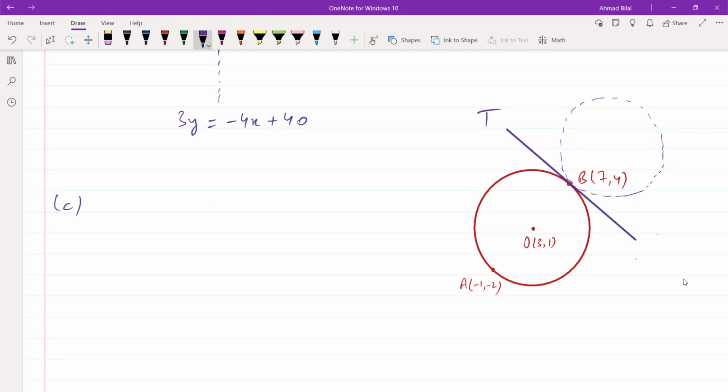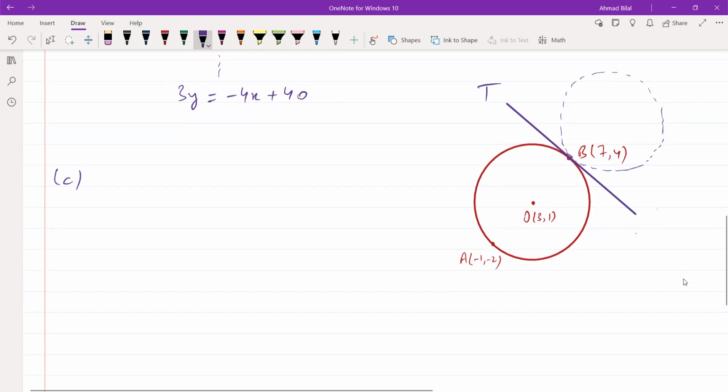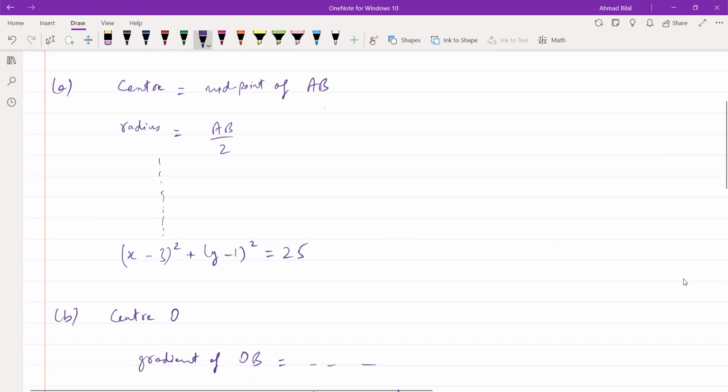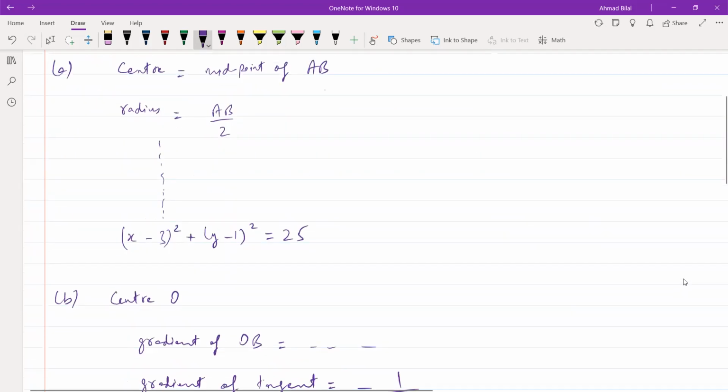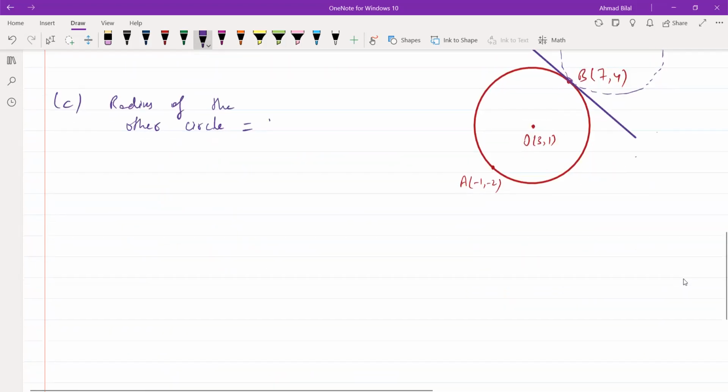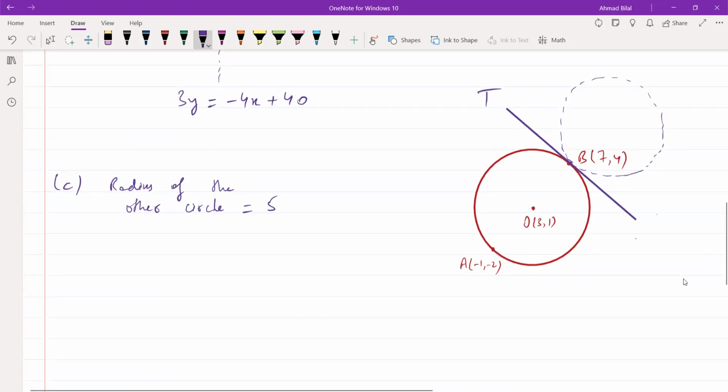How can you do this? Any idea? What is going to be the radius of that circle? It will be the same, right? Because in reflection, the size of the figure does not change. So whatever was the radius of the first circle, that will be the radius of the other, which is 5. The first radius was 5, so this radius will also be 5. The only problem now is, how do you find the center of the other circle?